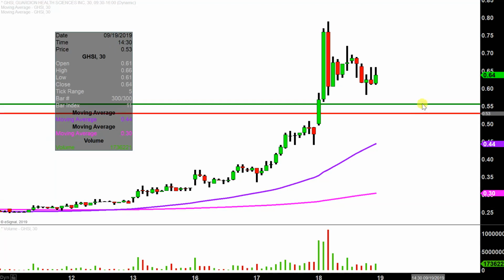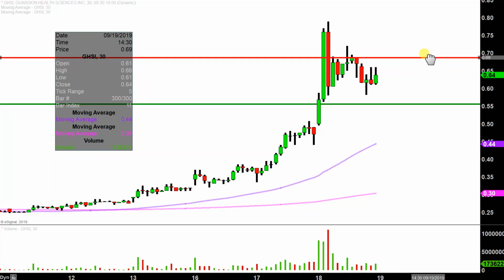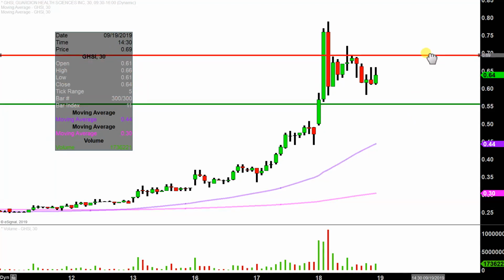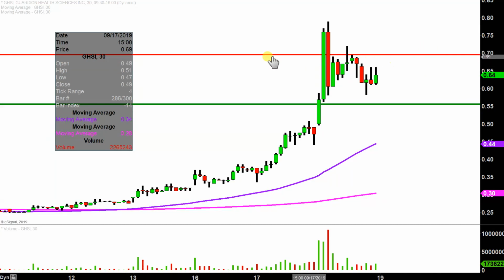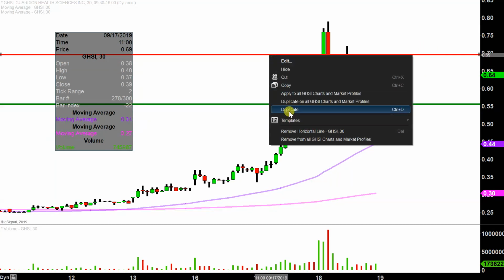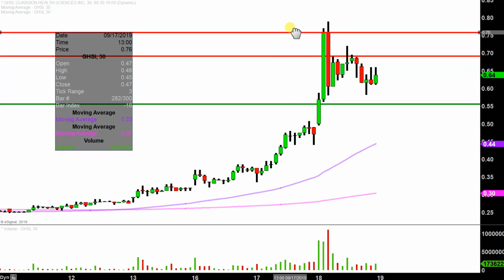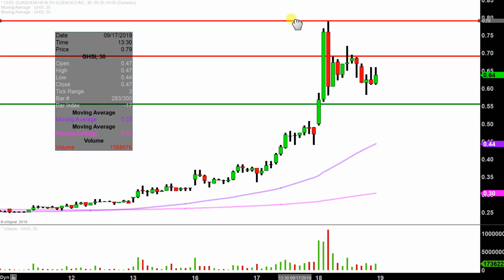In terms of levels of resistance in the near term, there was a little stubborn area up here right there at 70 cents. So 70 cents is going to be that first bridge that needs to be crossed. And then after that, it's just simply where the party finally stopped today, up there at the 79-cent mark.